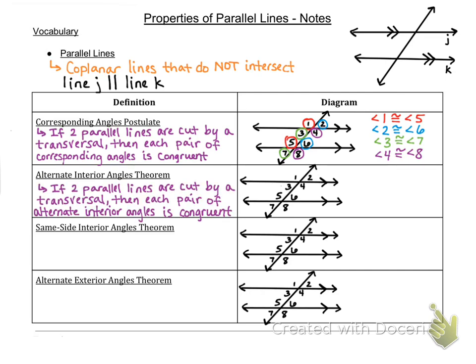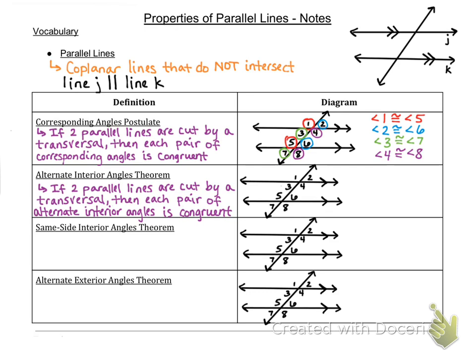Alternate interior angles theorem. This theorem states that if two parallel lines are cut by a transversal, then each pair of alternate interior angles is congruent. So let's take a look at our diagram. We have those two parallel lines with the arrows on them, so we know that they're parallel.